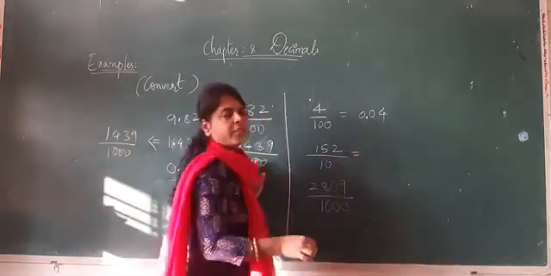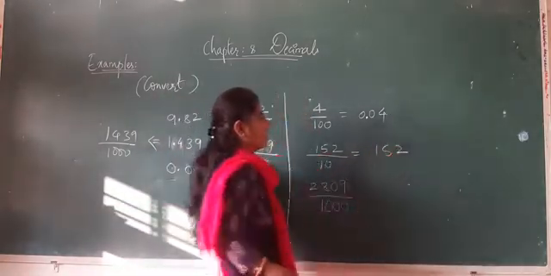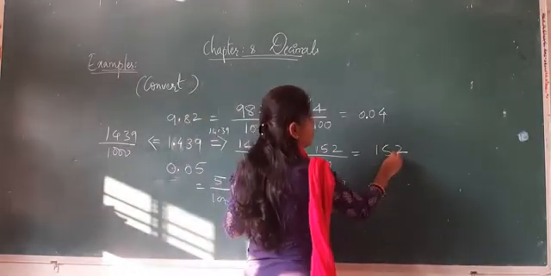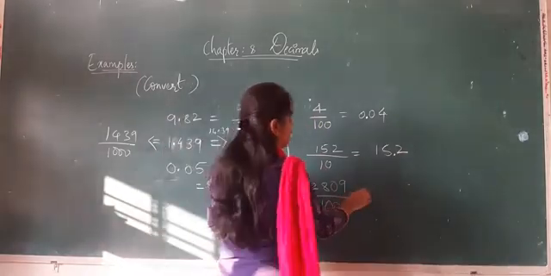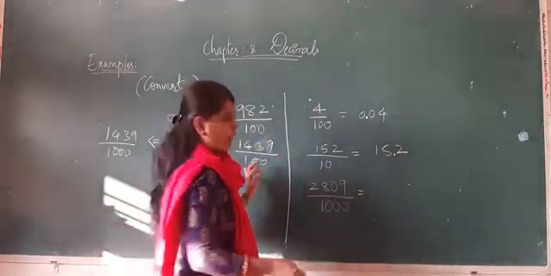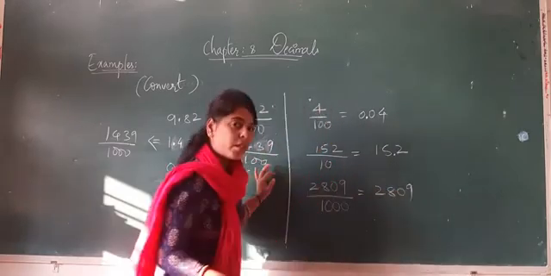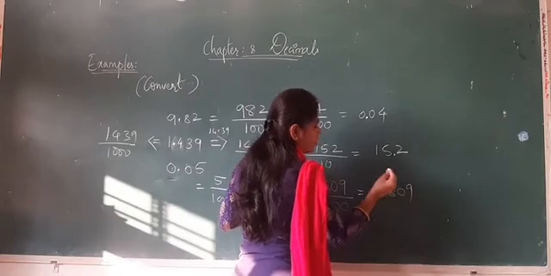So next, 152 divided by 10. So write first 152. Right? How many zeros are there in the denominator? Only 1 zero. So 1 decimal point, so from that 1 digit, 1 decimal point. Okay. Now 2809. So keep that 2809. And how many zeros are there? 3. So 3 digits, 1, 2, 3. So you can put those 3 digits.